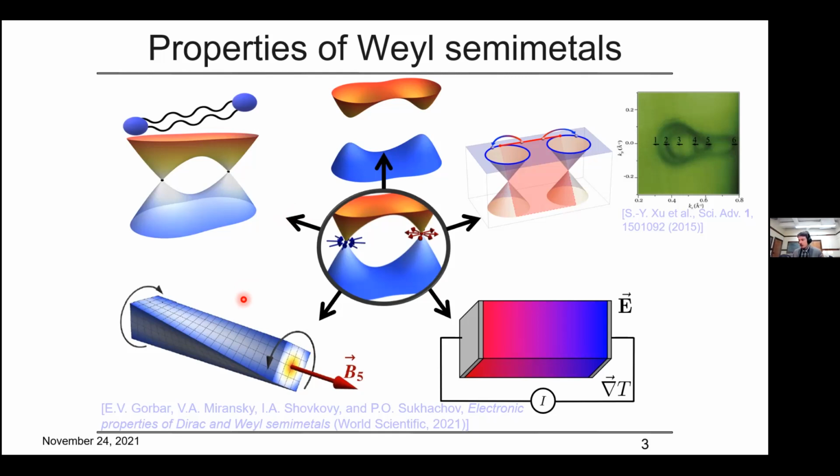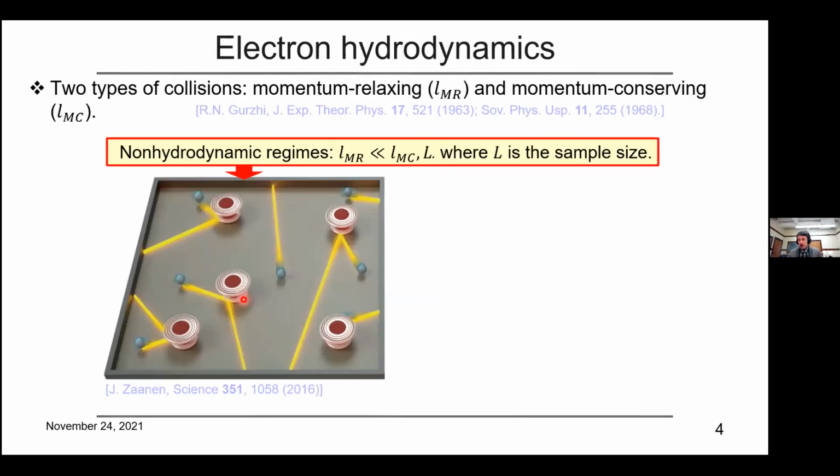So there are many properties, many interesting things to talk about if one wishes to consider Weyl semimetals. In this talk, I will focus mostly on transport properties in a very specific and interesting transport regime, namely the electron hydrodynamic regime. I think that this regime requires some explanation because usually when we talk about transport in materials, we don't talk about hydrodynamics.